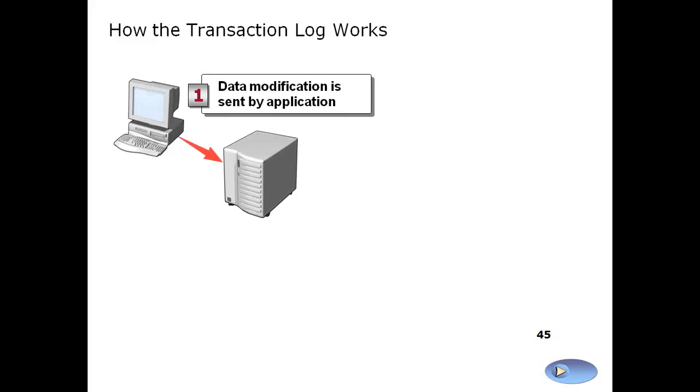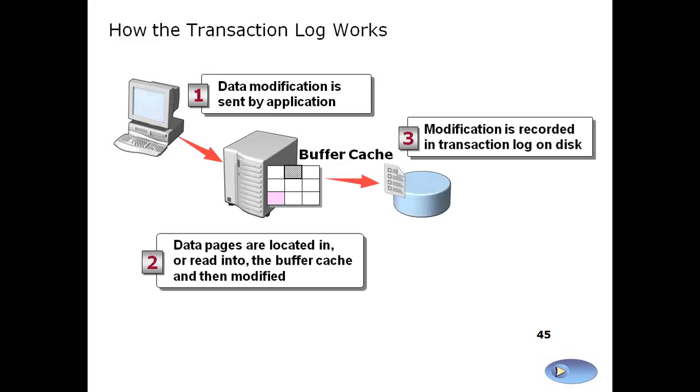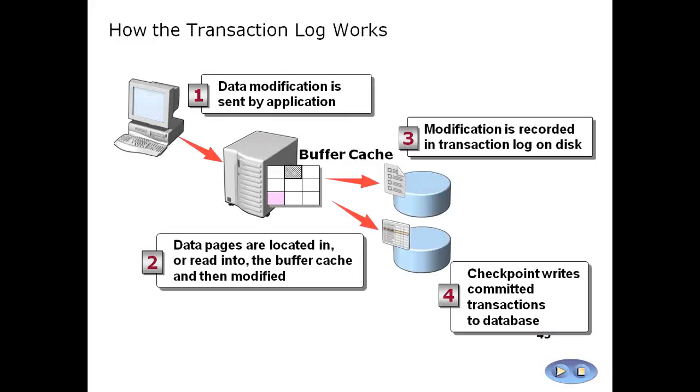So whenever we do a transaction from the application, what will it do? A data modification notification is sent by the application. The corresponding data pages are located in, or read into, the buffer cache and then modified. The modification is recorded in the transaction log on the disk. Checkpoint writes the committed transaction to the database.